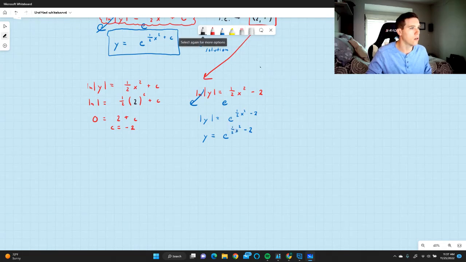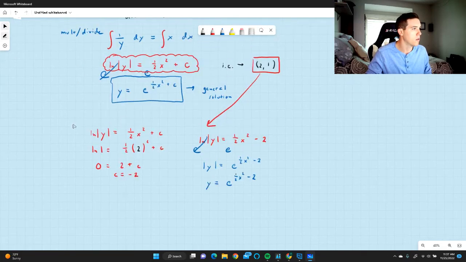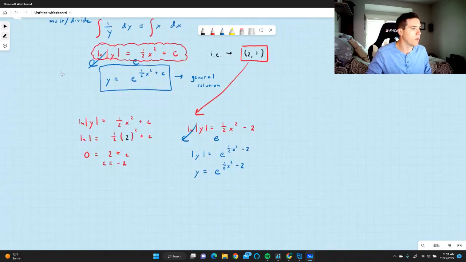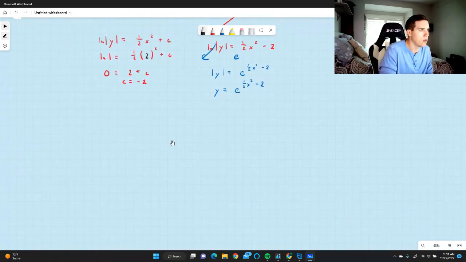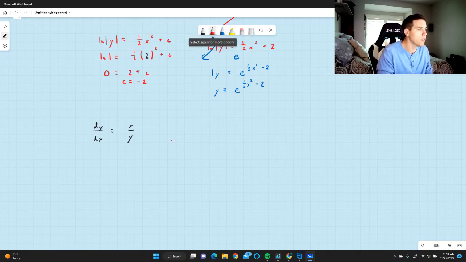So let's do one more. So that was dy equals xy. The last one I want to do is dy over dx equals x divided by y. So in this case, same thing. And we'll use the initial condition of 3, 1 in this case.